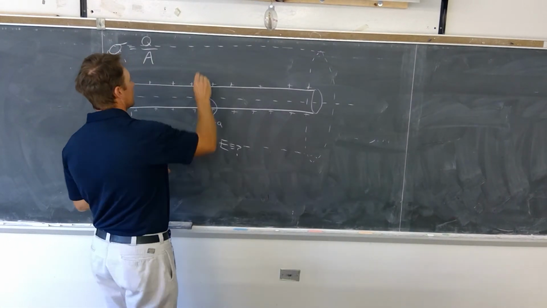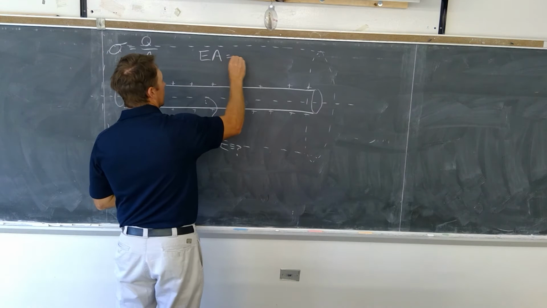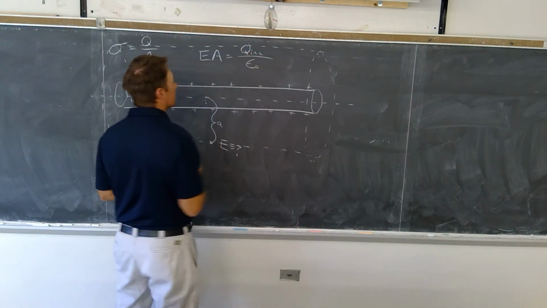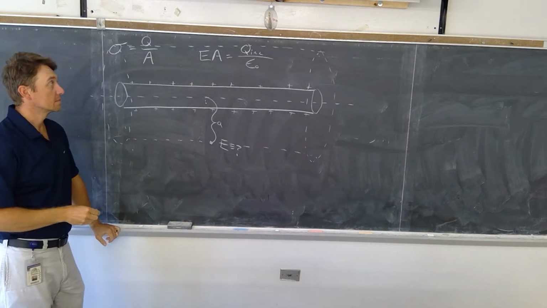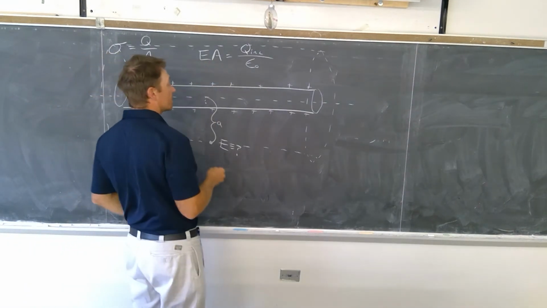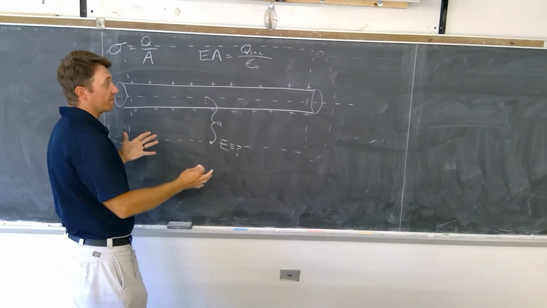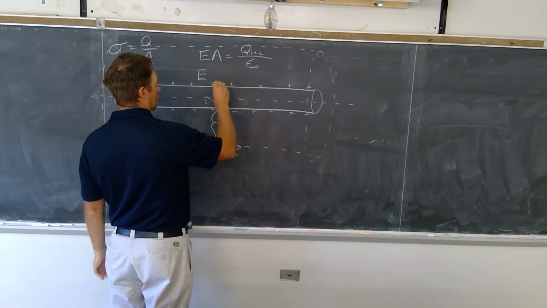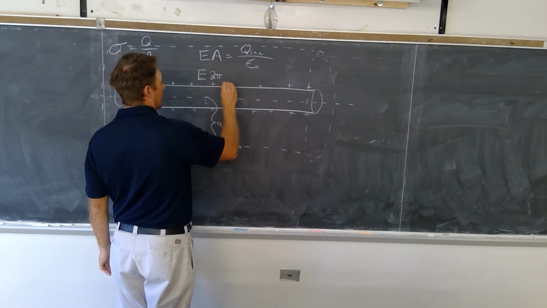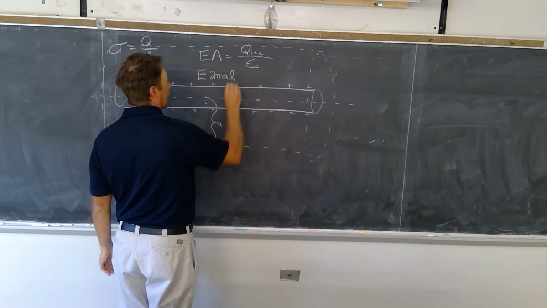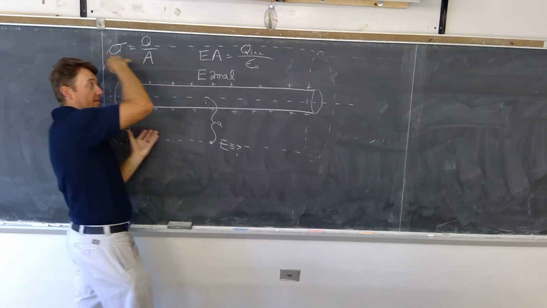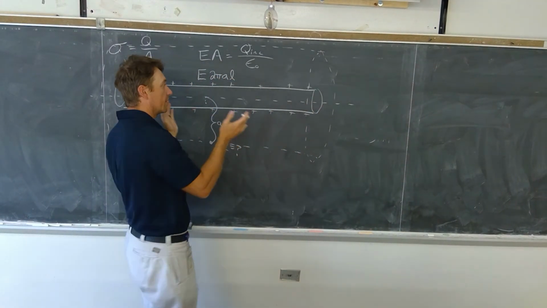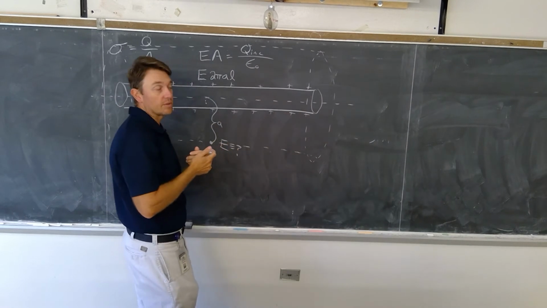And we'll state Gauss's law again. EA equals Q enclosed by the surface divided by epsilon naught. This A is the surface area of my Gaussian surface. So this would be E times 2 pi A L. The circle times the length, not including the end caps, because there is no field projected through the end caps.